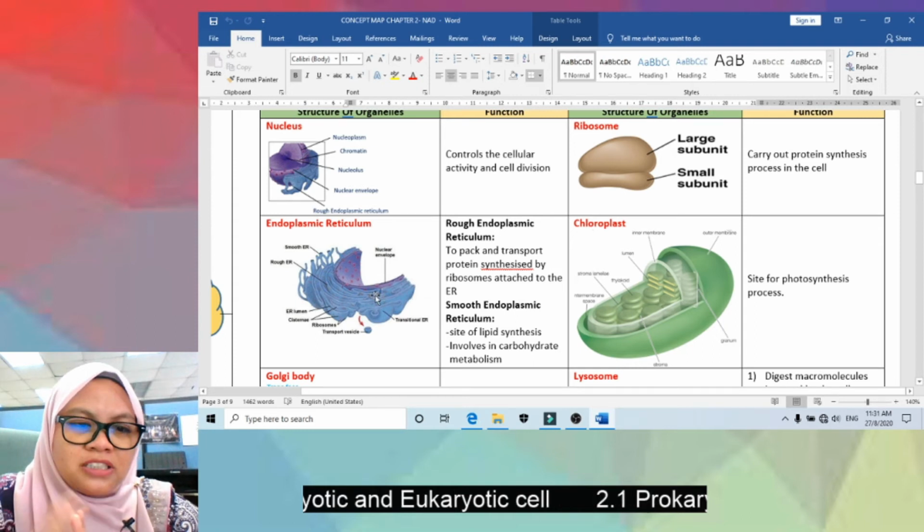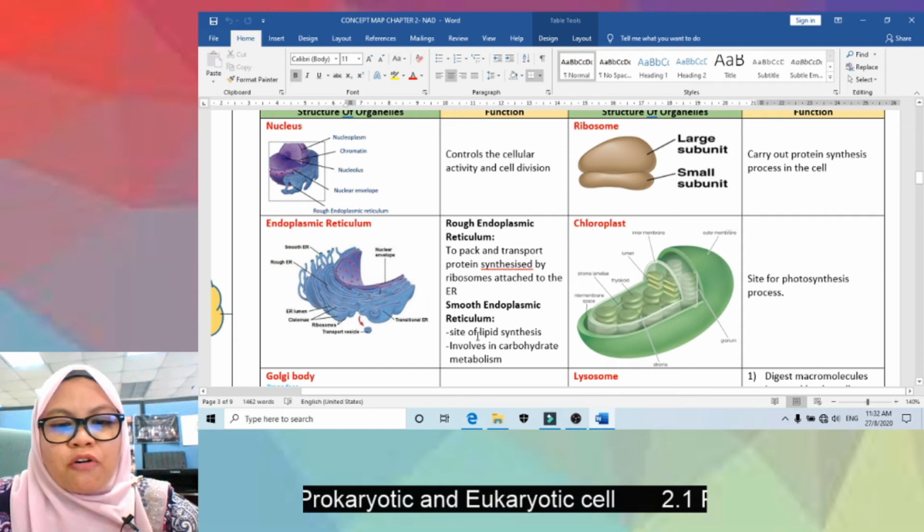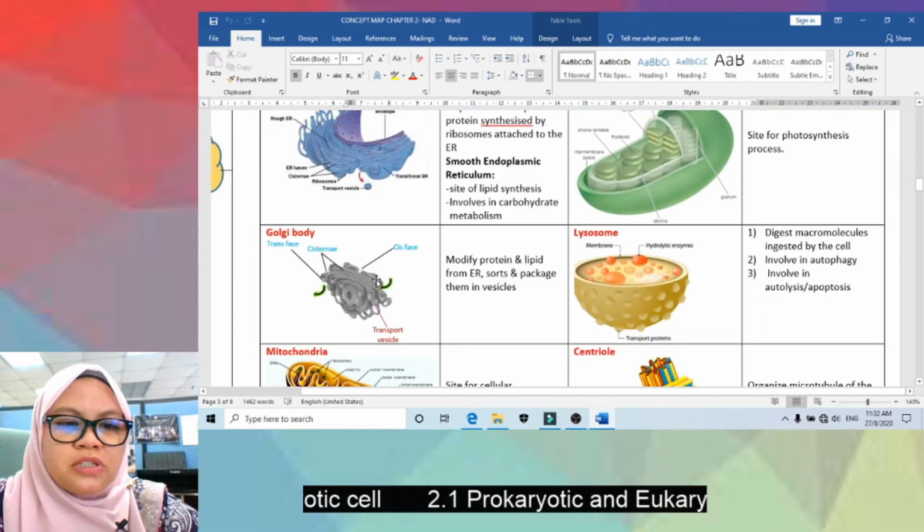Okay, so for function, rough endoplasmic reticulum, since dia ada ribosome, the function is to pack and transport protein synthesized by ribosome attached to the endoplasmic reticulum. And then for smooth endoplasmic reticulum, the function is to serve as a site for lipid synthesis and also involved in carbohydrate metabolism. Then for Golgi body, so this is the structure.